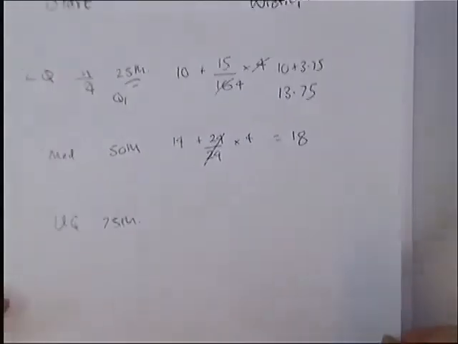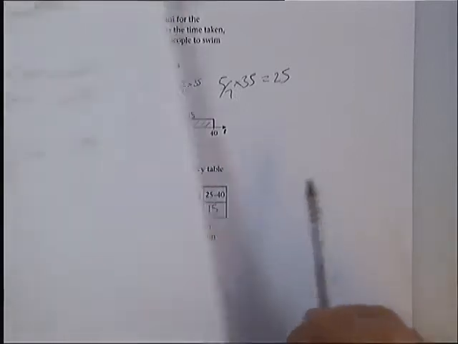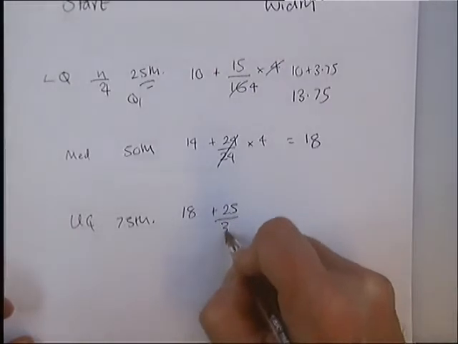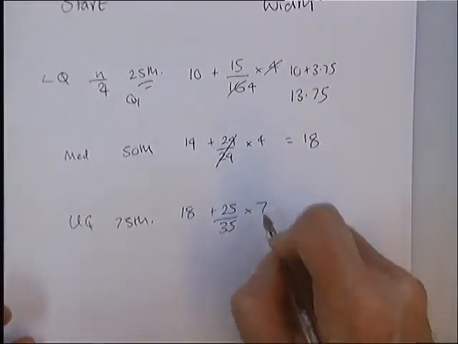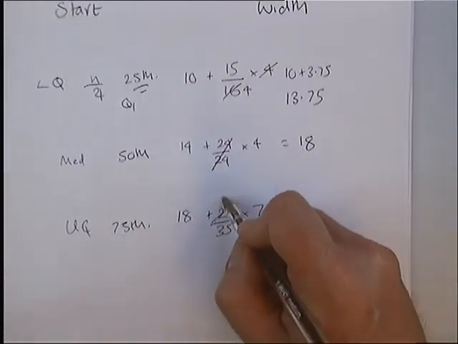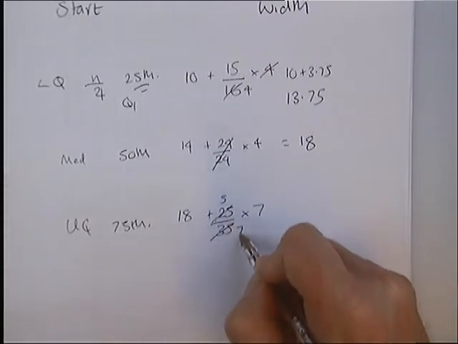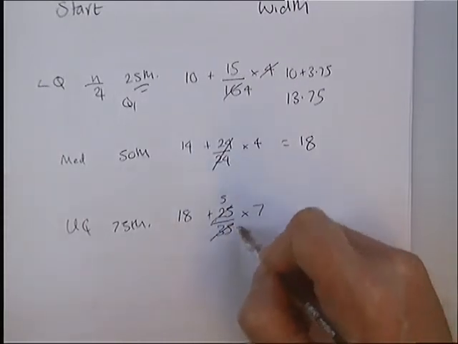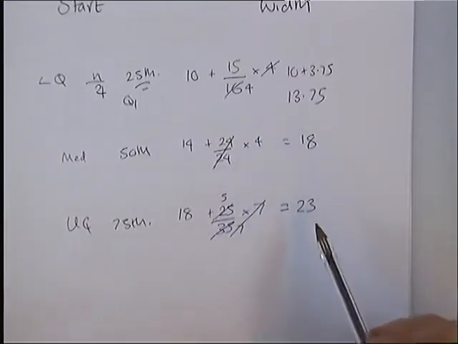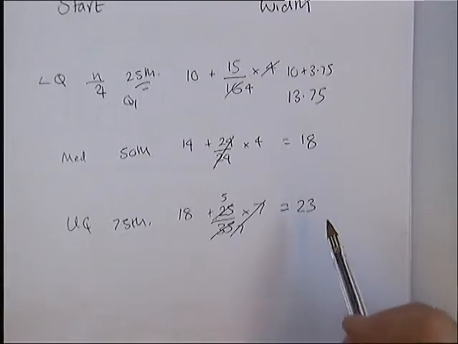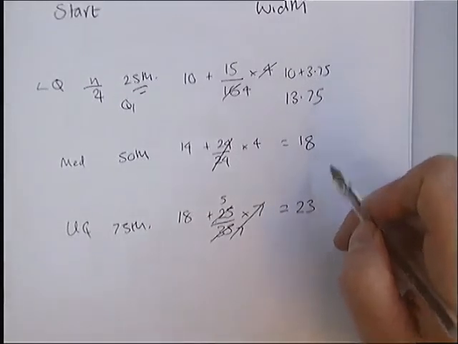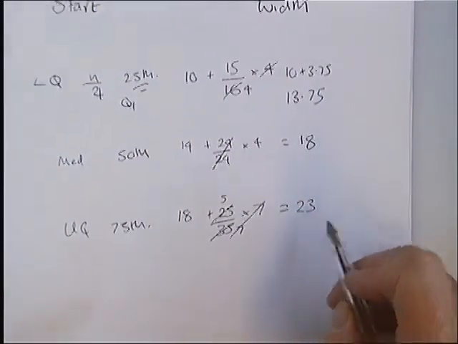So if I transfer that back, the interval start is 18. So 18 plus the 25th score out of the 35 scores times the interval width of 7. Now we can cancel 5s: 5 goes into 25 5 times, into 35 7 times, and the 7 on the bottom cancels with the 7 on the top, and that gives me 23. But if you're not comfortable with fractions, you can simply do this using your calculator. So we have the lower quartile at 13.75, the median at 18, and the upper quartile at 23.